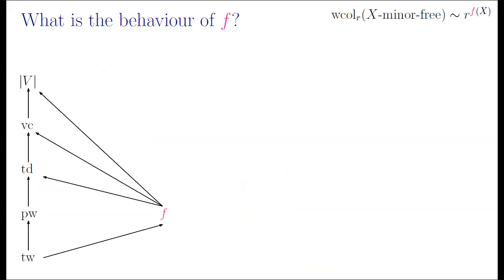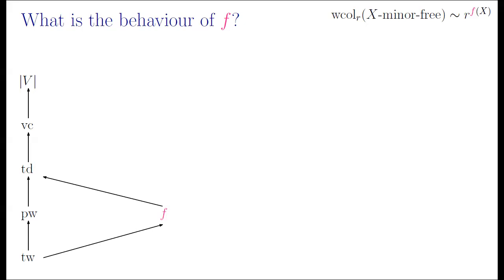We have this sequence of very well-known and well-studied parameters: treewidth, pathwidth, tree depth, vertex cover, and number of vertices. And we have F, which is at most tree depth in some sense, and at least treewidth. I'm ignoring these plus or minus 1 terms, I'm only looking for the qualitative picture. Okay, and there is pathwidth in between.